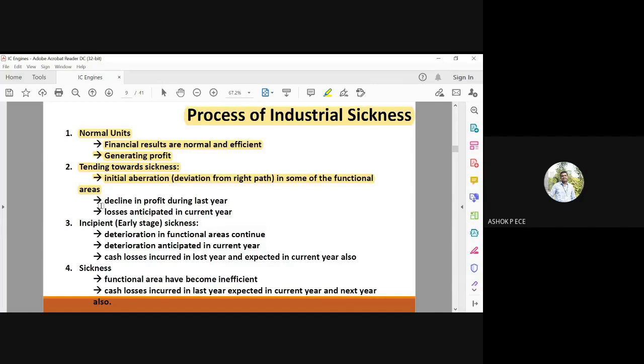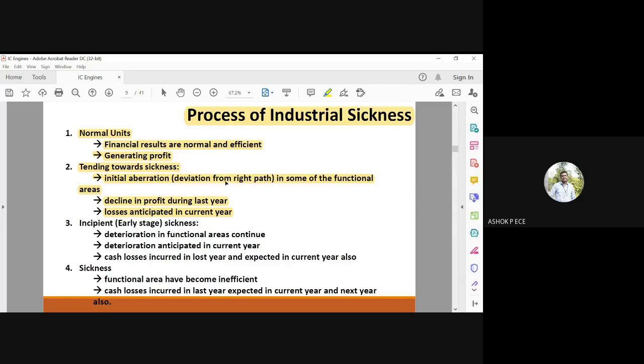Decline in the profit from last year. Compared to last year, the current year will have a decline in profit. Last year I made 100 crores profit. This year I'm making only 25 crores profit, which means you are having a 75 crores loss, and also losses are anticipated in the current year. So you are forecasting that the losses will continue in the current year.